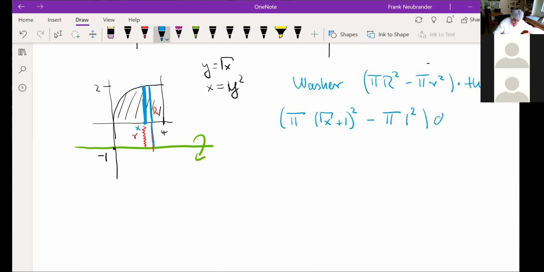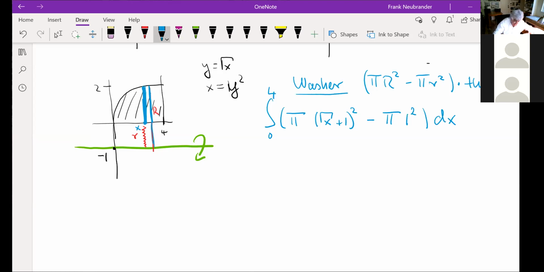And you multiply this with dx, that is the thickness, and you do this for all x between 0 and 4, and that will give you the area of the washer. In this case, the volume of the solid, if you add up all the areas of these washers.